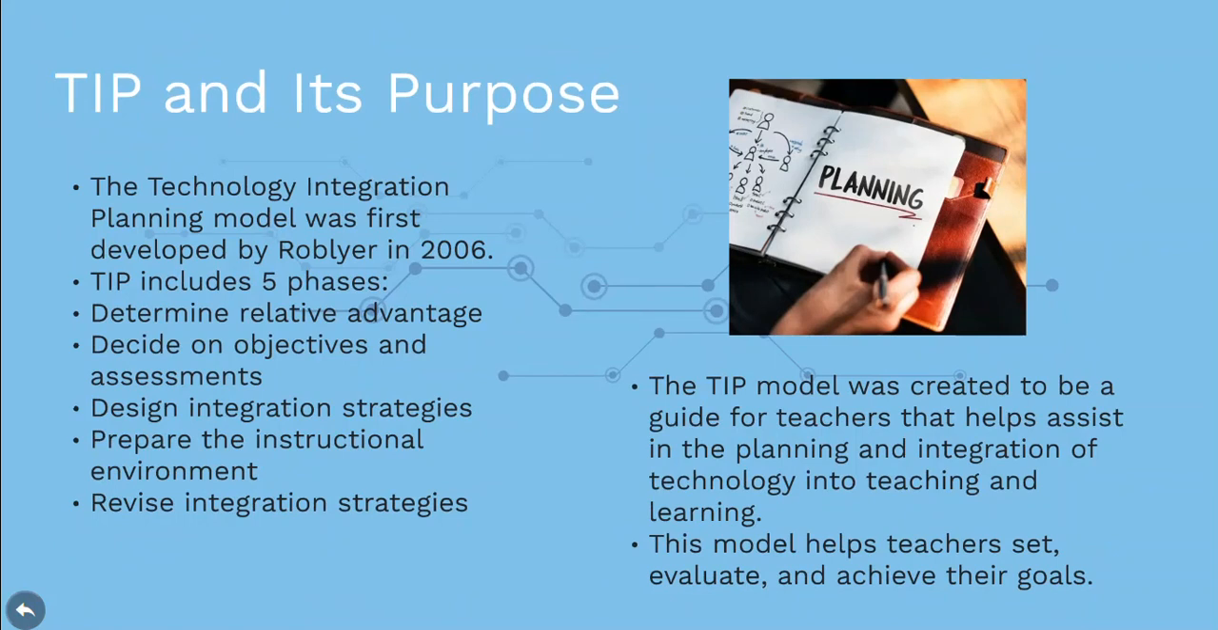There are 5 phases to help plan and evaluate instruction, and each phase is accompanied by a checklist of questions to ensure effective use. The first phase says to determine relative advantage. Some questions you may ask yourself are, what is the advantage of the technology? Will I benefit from using technology in this lesson?